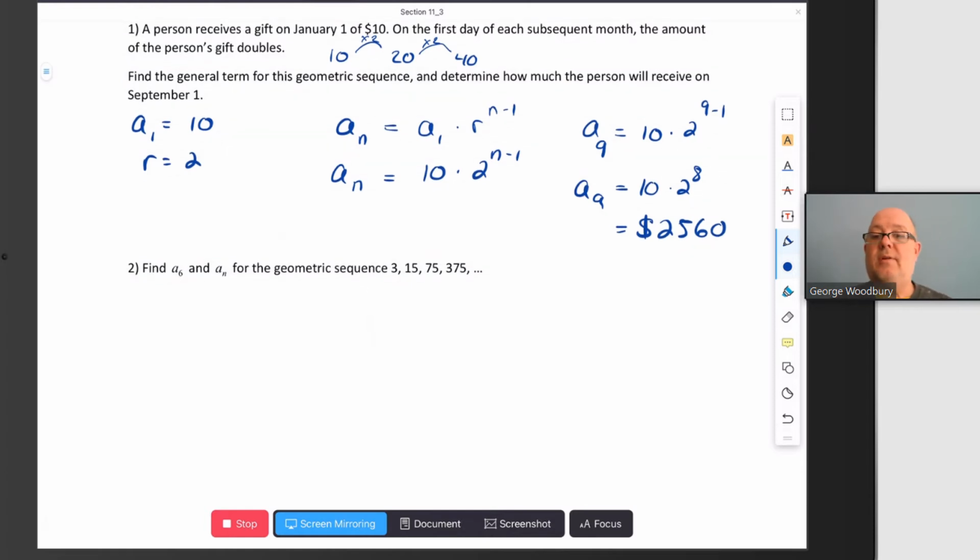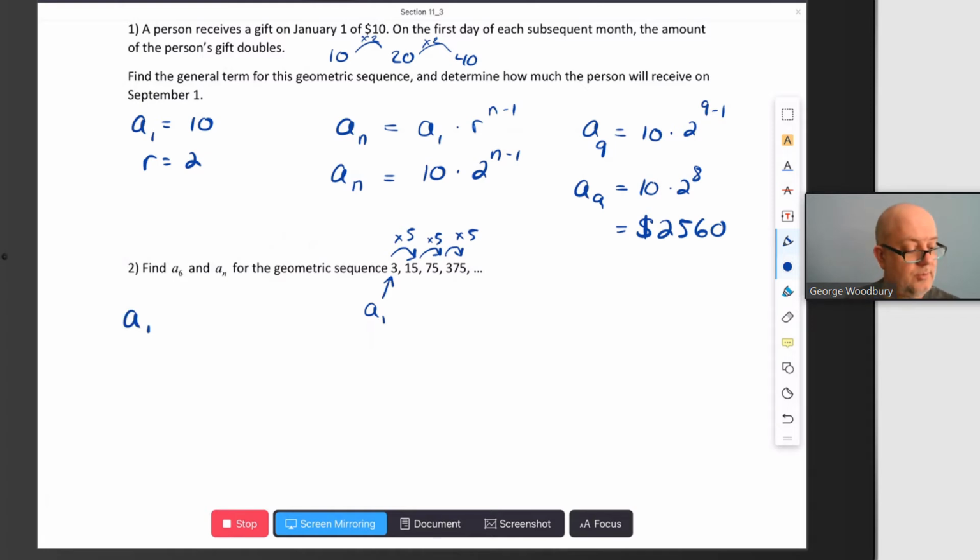Problem 2. Find a sub 6 and a sub n for the geometric sequence 3, 15, 75, 375, and so on. Well, if it is a geometric sequence, I know that a sub 1 is 3. 3 times 5 gives us 15. 15 times 5 is equal to 75. Multiply 75 by 5, it is 375. So it does follow that pattern. And now we can go ahead and find what we need.